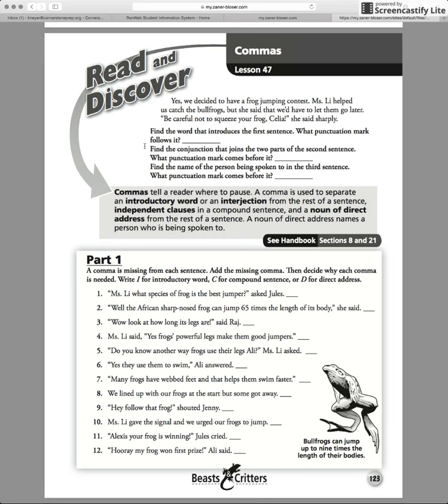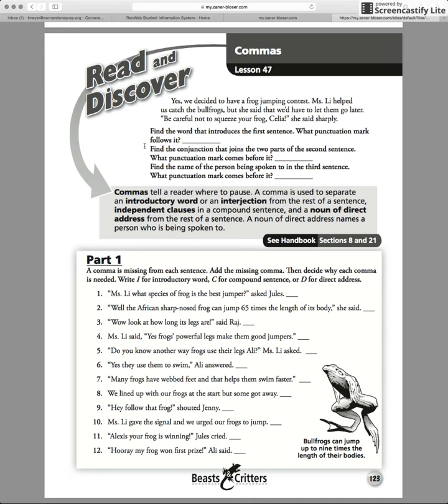And then the last question says, find the name of the person being spoken to in the third sentence and what punctuation mark comes before it. So in that third sentence, who is being spoken to? If you said Celia, you are correct. And then a comma comes before her name.